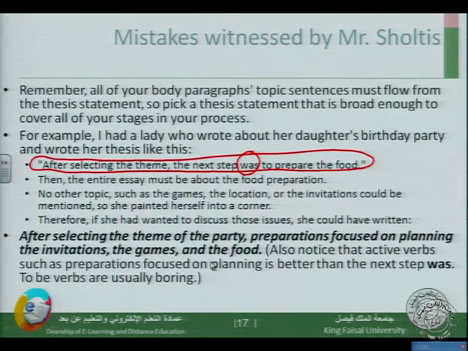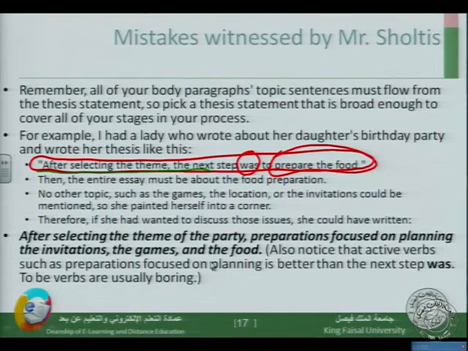So, this is her thesis statement. What do you expect, because she said the next step was to prepare the food? So the entire essay must be about preparing the food, right? But no, she mentioned things like games, locations, invitations. Therefore, she should write, after selecting the theme of the party, preparations focused on planning the invitations, the games, and the food.